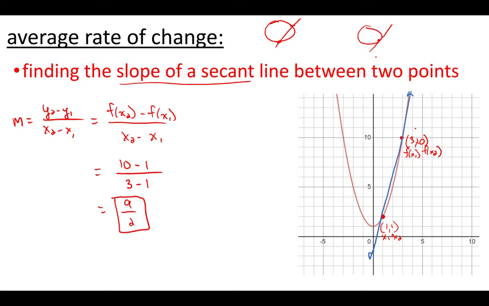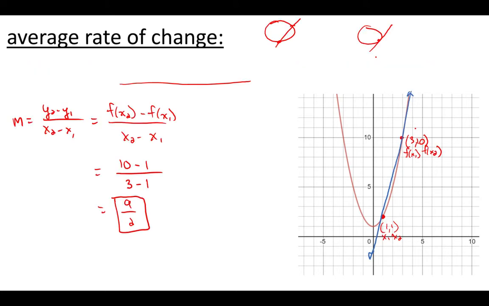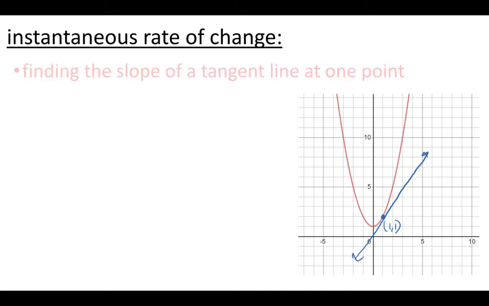Okay, now let's take this to our derivative, which is an instantaneous rate of change. So if we're looking for an instantaneous rate of change, and let's say we're not trying to find it between these two points, but at a specific point, the point (1, 1), we want to know the slope of a tangent line that hits at exactly that one point.